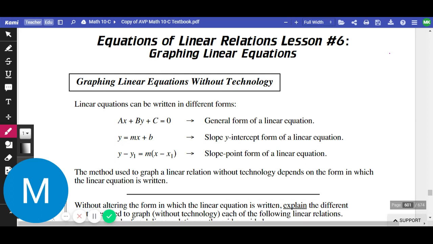Calculating slope. We have two ways to calculate slope depending on two different situations. Situation one is you have a picture. If you have a picture and a graph, what do we use? Rise over run. Perfect, right? We can count it out.